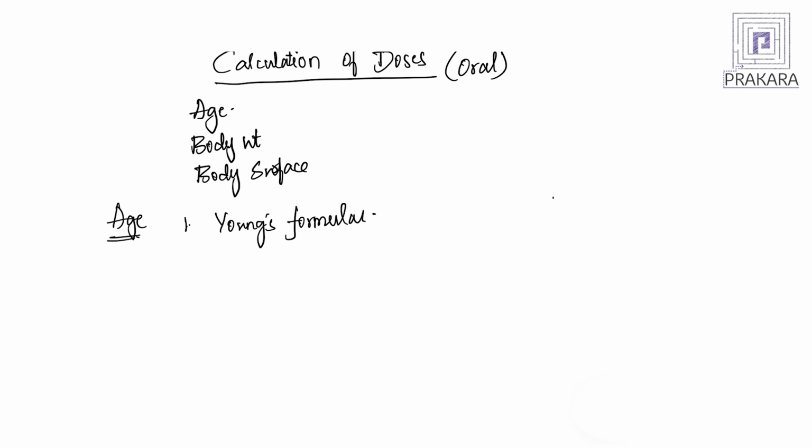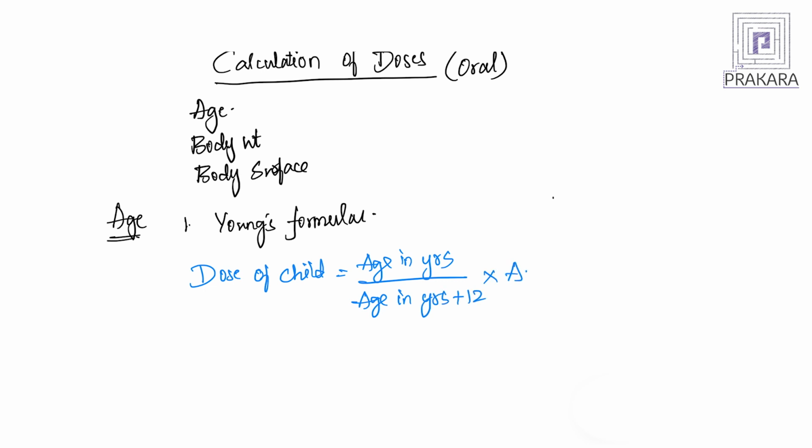Here the formula is: dose of child is equal to age in years divided by age in years plus 12, into adult dose. This particular formula has to be used when the age of the child is below 12 years. This is very, very important.